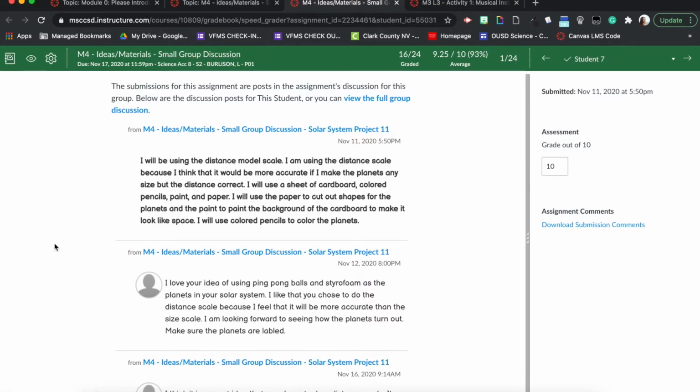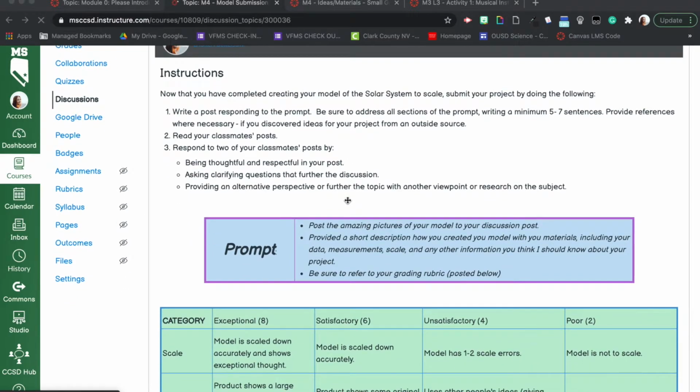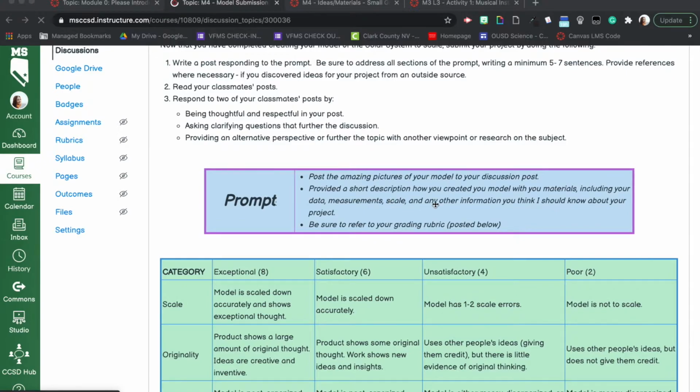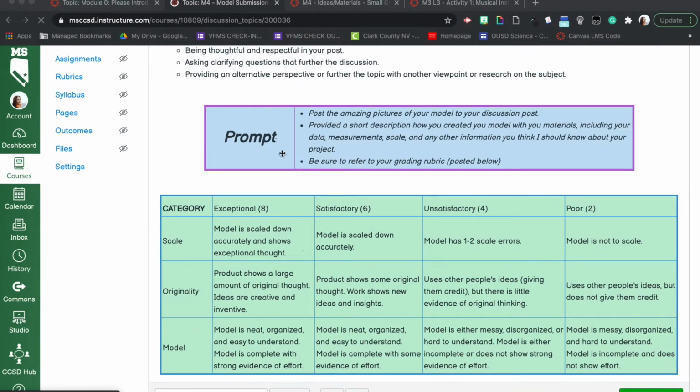Let's look at a bigger discussion, like the whole class. All right, so this was the last part of the solar system project. They actually had to post pictures of their solar system model here, which was really cool. They posted pictures and then gave me a description of that. And then they had to make sure that they were referring to this rubric.